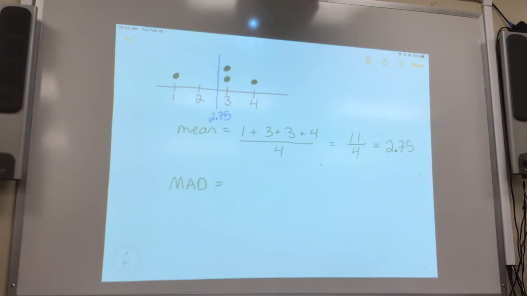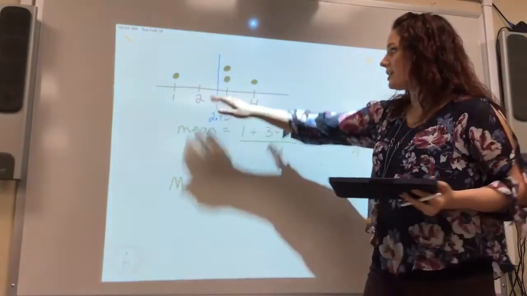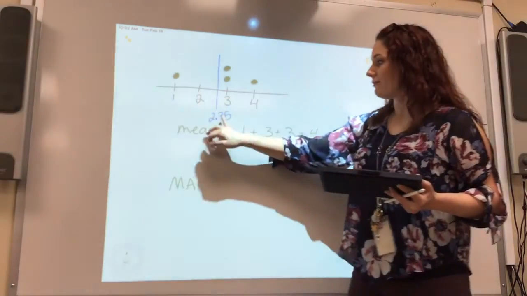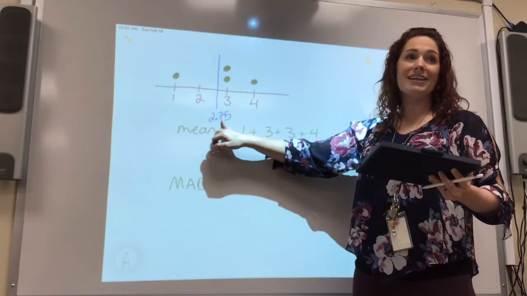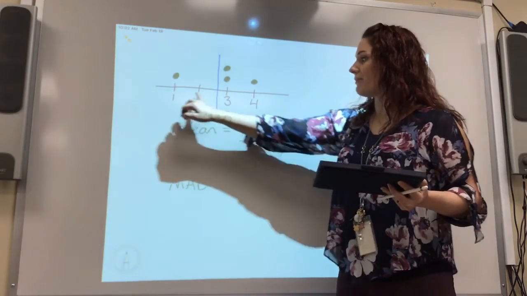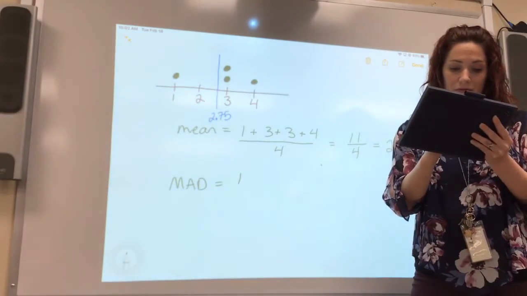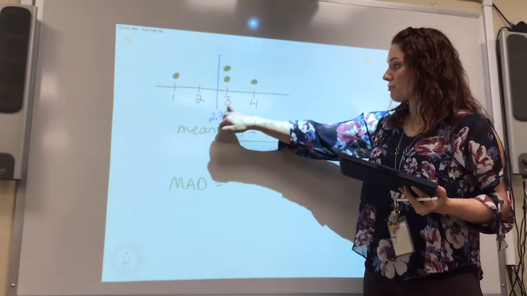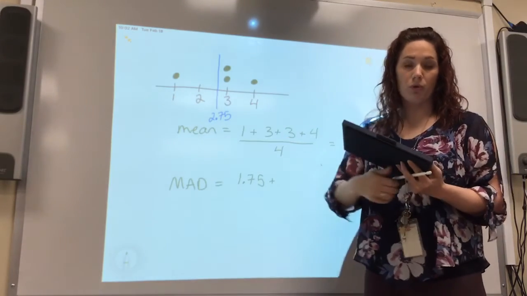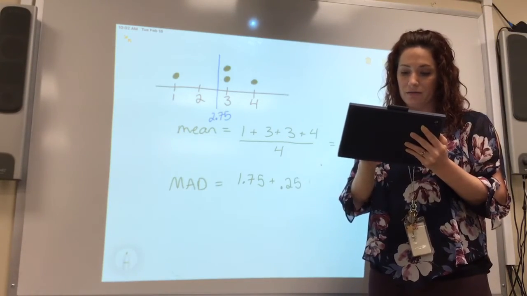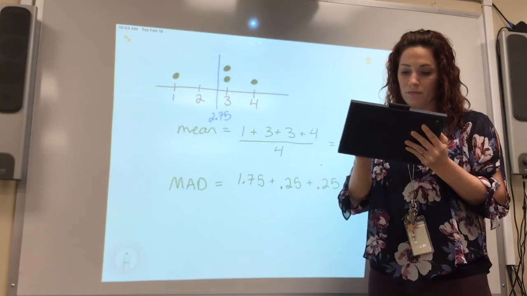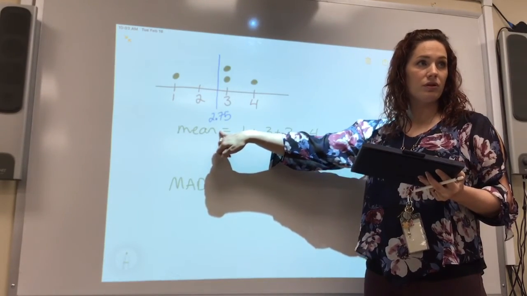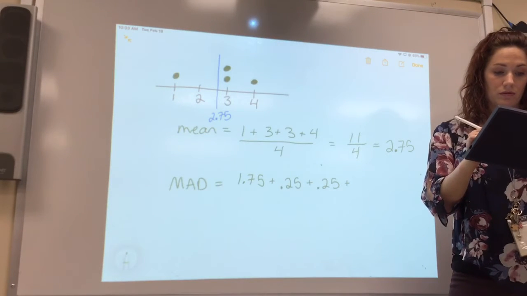And what the MAD does is it finds the average of how far each of these 4 dots are from that 2.75. So how far is 1 from 2.75? Or it's just little mini ranges. So 2.75 minus 1 is 1.75. Then we've got 2 dots at 3 here. So how far is 3 from 2.75? 0.25, and I have 2 dots at that distance. You could do this differently if you wanted to. And then 4, how far is that from 2.75? It is 1.25.